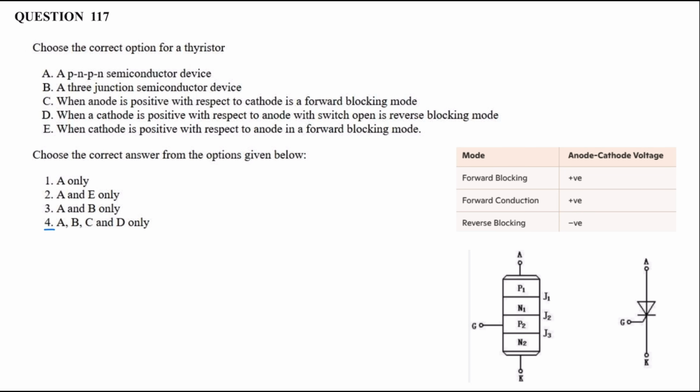Next question. Choose the correct option for a thyristor. It is a PNPN semiconductor device. This thyristor has 4 layers, 3 junctions and 3 terminals. It has 3 junctions J1, J2, J3, 4 layers P1, N1, P2, N2 and 3 terminals: anode, gate and cathode. So statement A is correct.